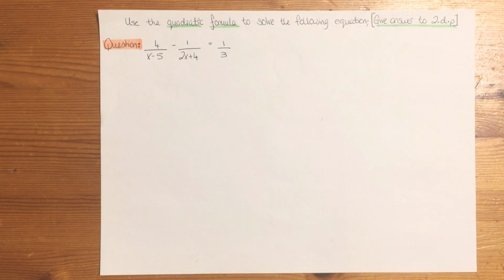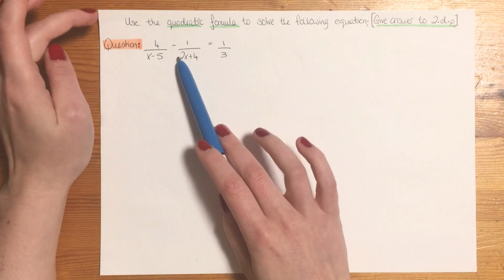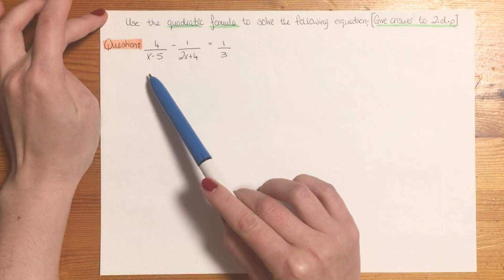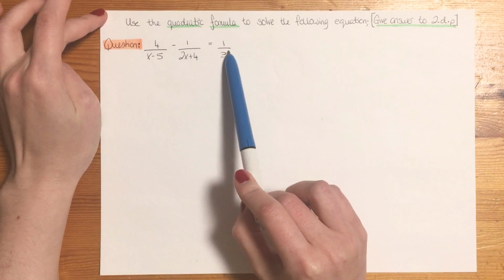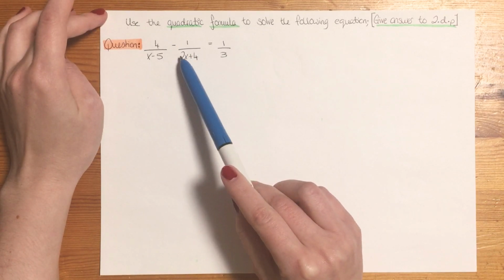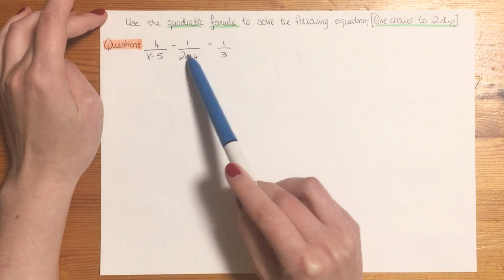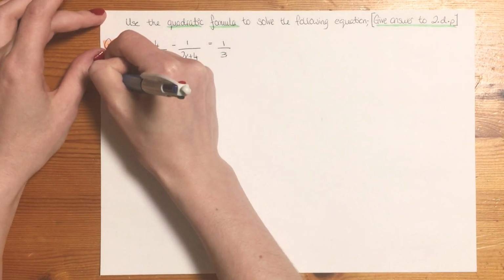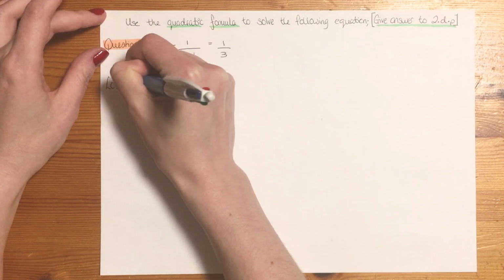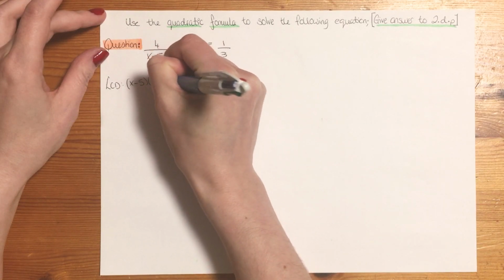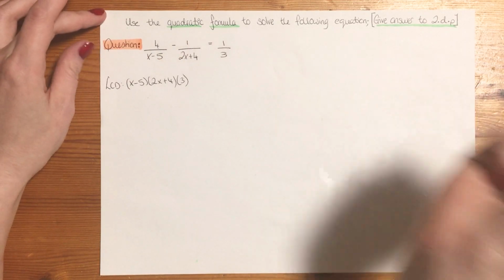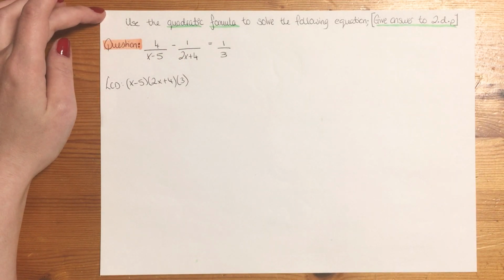So when adding or subtracting fractions, you always need the lowest common denominator. If you remember from Algebra 1, when we've got algebraic fractions, there is no lowest common denominator, so the best we can do is put all three denominators together. So our lowest common denominator here is actually 5, 2x plus 4, and 3. That's the best we can do in this situation.